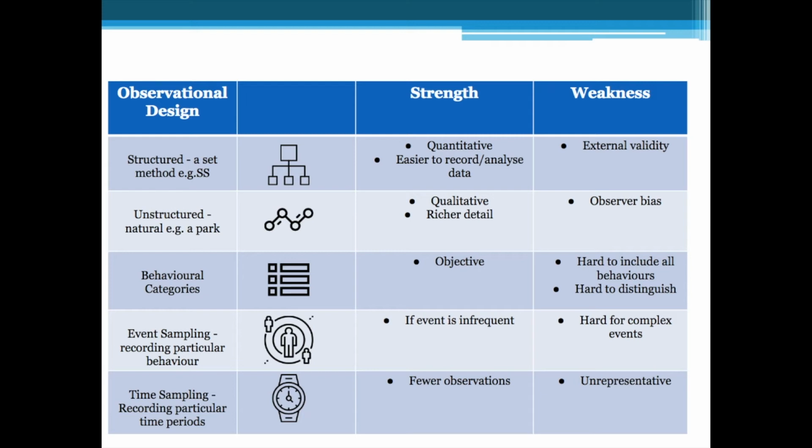For time sampling, it's fewer observations. It narrows down what you need to look at. It allows you to actually look at specific things, but it's potentially unrepresentative. If it's the first 5 minutes of every hour, well, what are they doing for the rest of the hour? Again, you're missing lots of things, and it's hard to know and hard to tell what you'd actually end up missing.